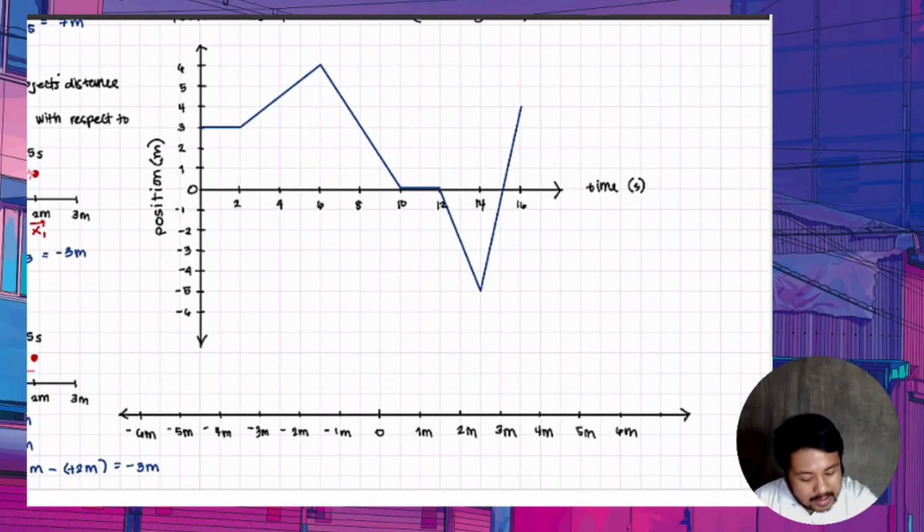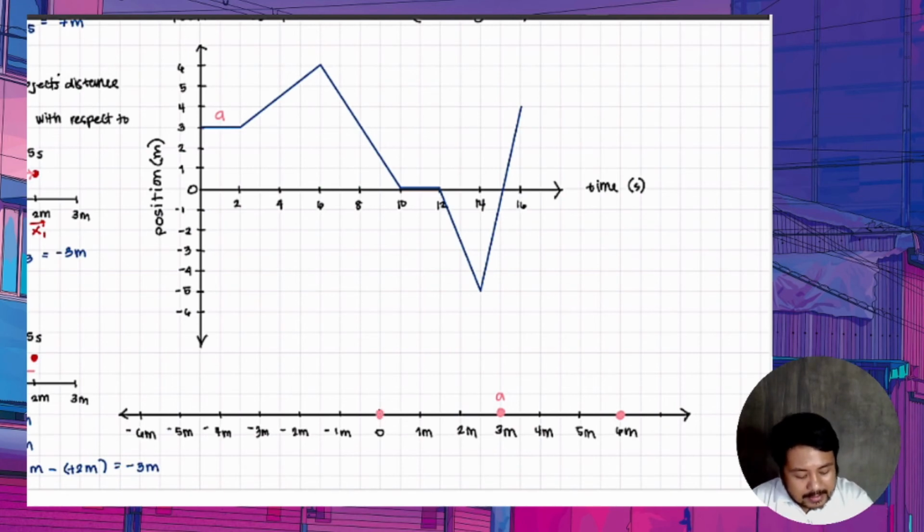So, nandito lang ang ating particle. Ayan. And then, after, let's have this as A. Line A, position A. Ayan. And then, after 6 seconds, nasa 6 meters na siya. So, nandito daw siya. Ayan. And then, after naman ng 6 seconds, punta tayo kay 10 seconds, bumalik siya. Pumunta siya kay 0. Ganyan.